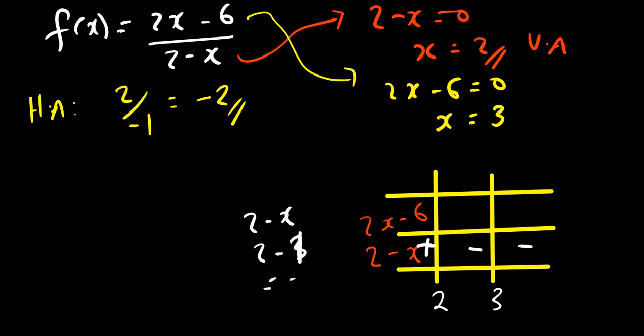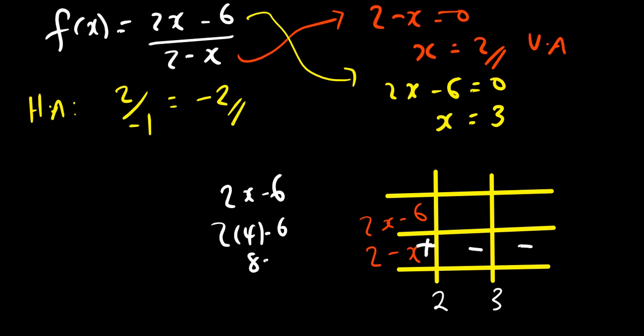Okay, now let's do the other equation. The equation that gave us 3 is the one that is on top, so it's 2x minus 6. Now if you pick any number that is greater than 3, let's say we pick a 4, so 2 multiplied by 4 minus 6, that will be 8 minus 6. This is a positive number. So here we have a positive number.